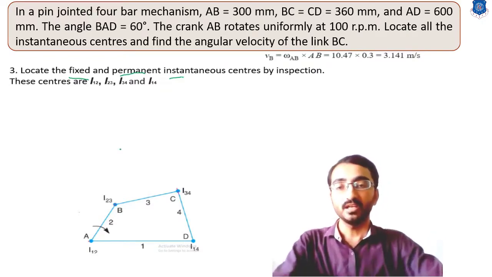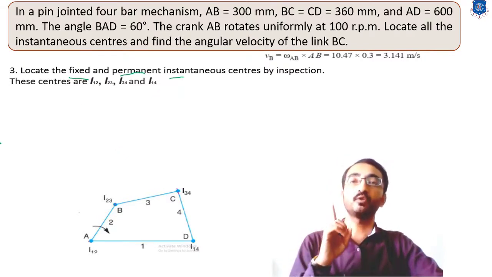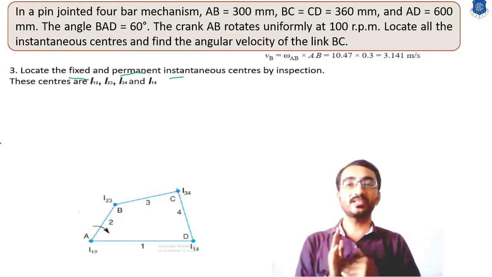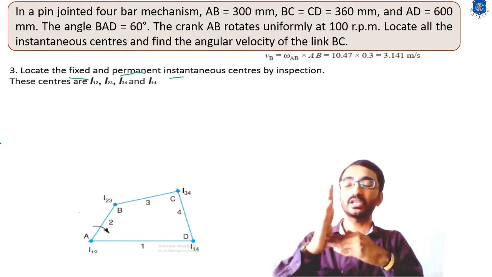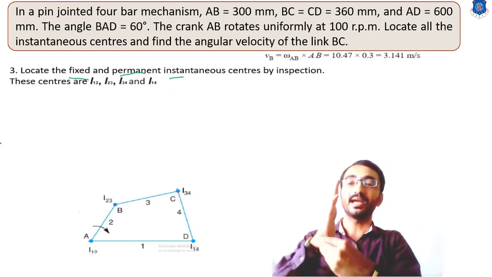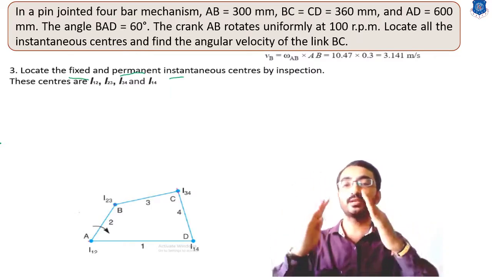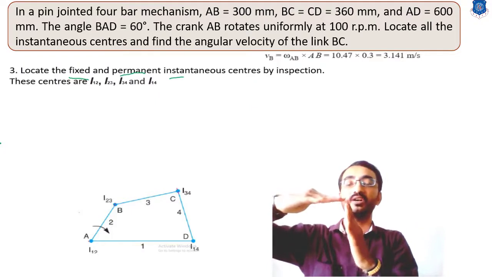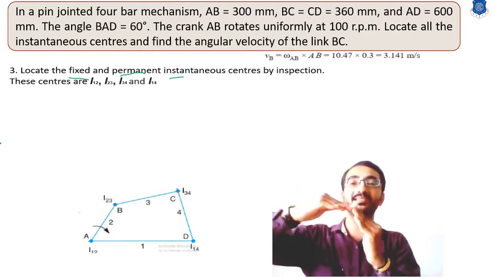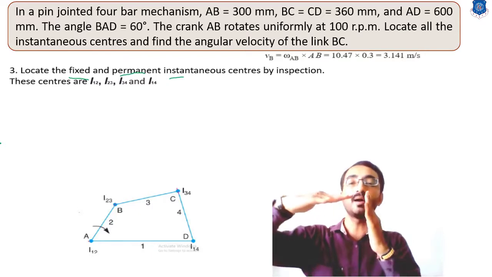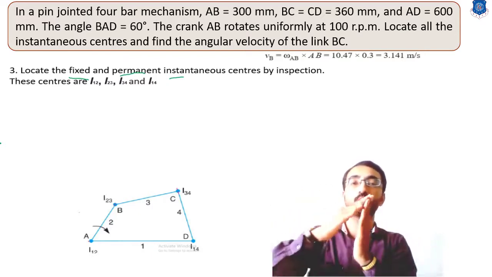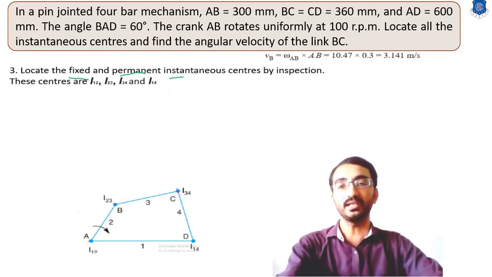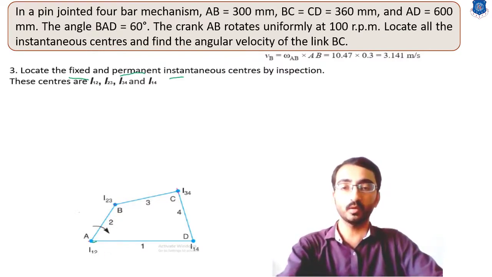So in this mechanism, consider the first rule of location: in the case of a pin joint between two links, we have to locate their instantaneous center at their joint point. If you consider these two links over here, the connection of 1 and 2, this pin joint is considered as your instantaneous center, because about this point the whole link is assumed to be rotating. Now for link number 1 and link number 2, we can say I12 is your fixed point by simple inspection method.